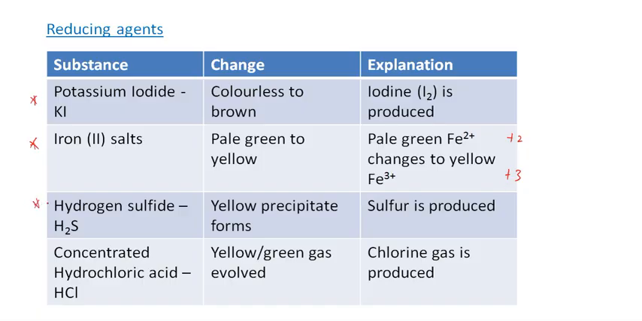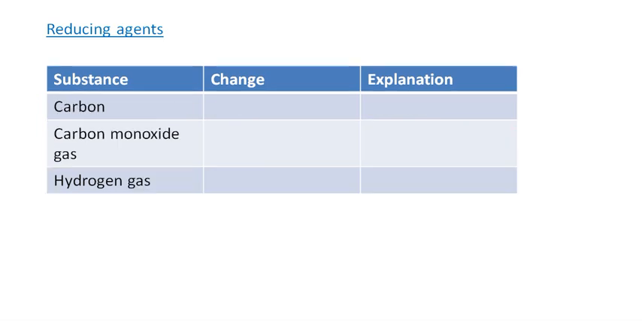Hydrogen sulfide is also a reducing agent. In this case, a yellow precipitate is formed, which is sulfur. Concentrated hydrochloric acid is also a reducing agent. In this case, a yellow-green gas is evolved, which is chlorine gas. Other reducing agents are carbon monoxide gas, and hydrogen gas.